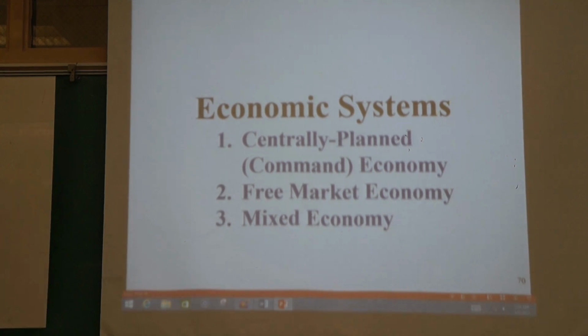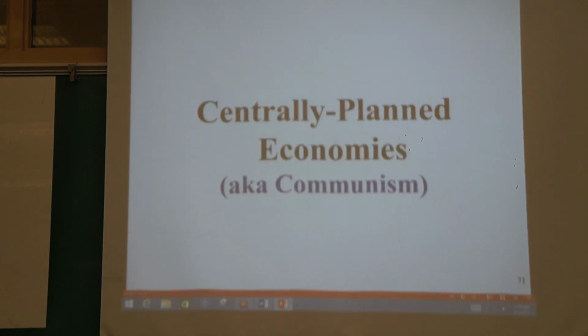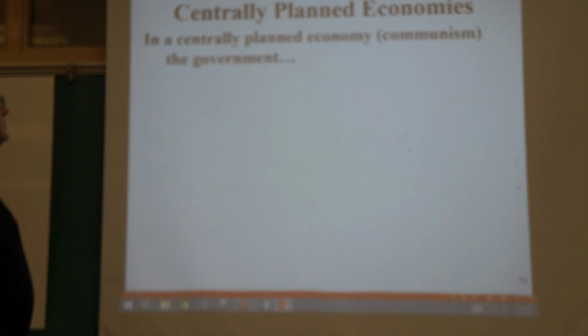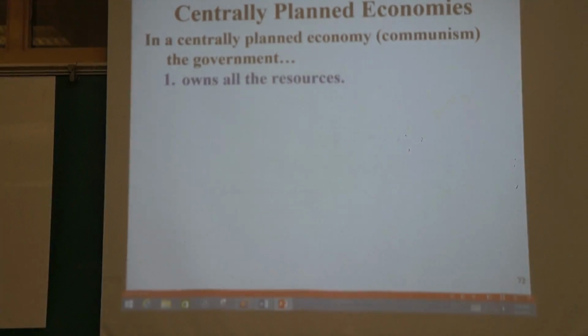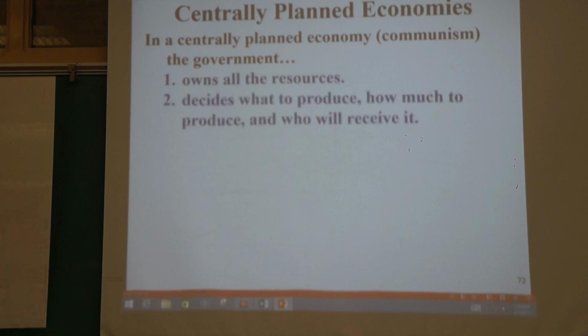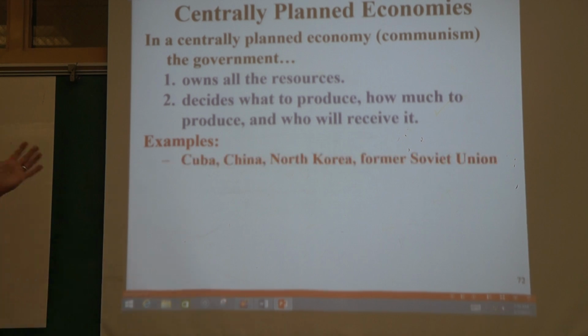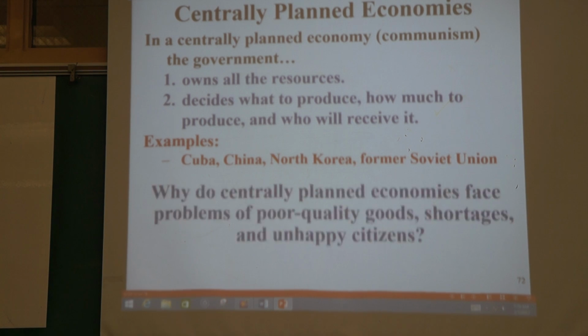Okay, we're at the end, right? All right, AKA communism. All right, so in centrally planned economies, generalizations, they own all the resources. They decide the 3 economic questions that we looked at the beginning. What to produce, how much, and for whom. So Cuba, China, North Korea are examples of it.